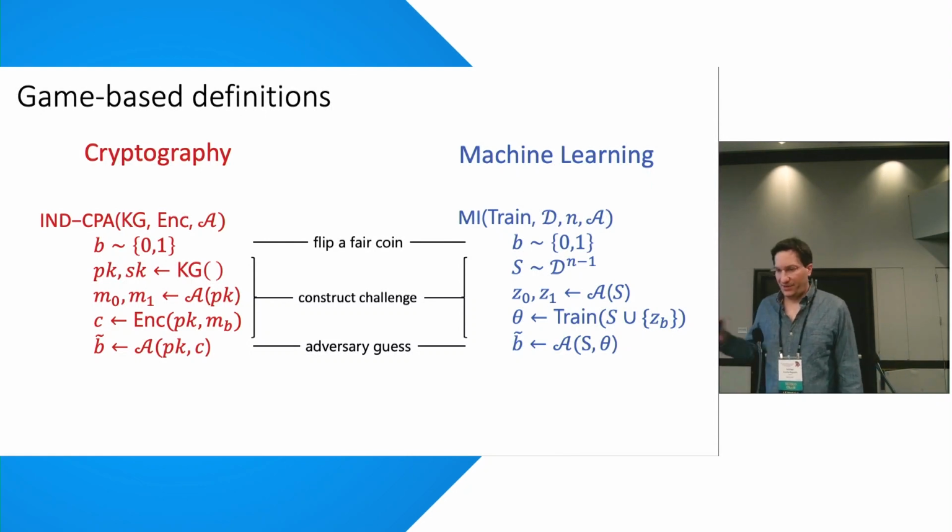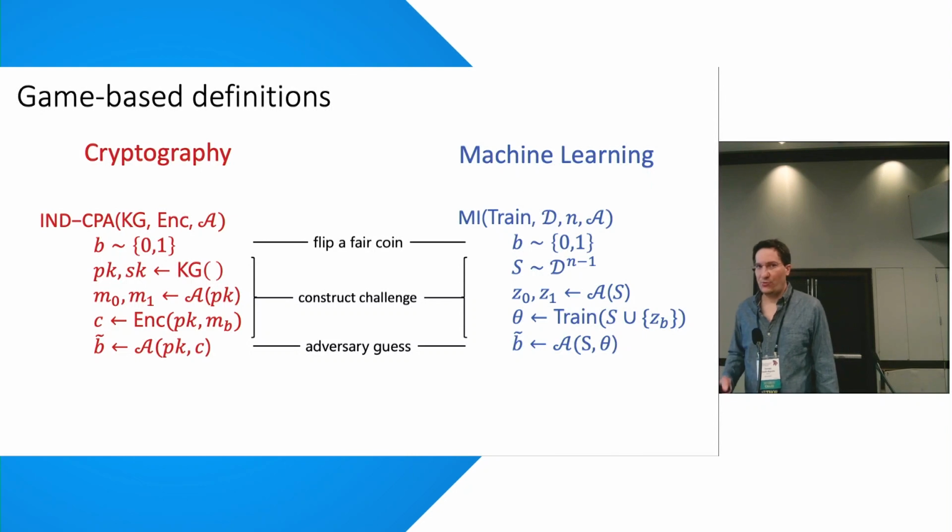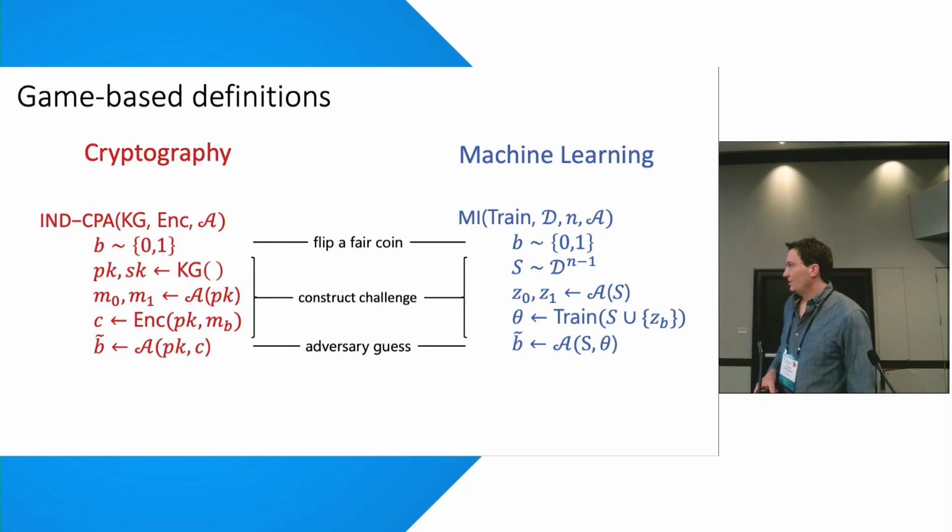Similarly, on the right-hand side, we have the formalization of membership inference in machine learning. So you see the similarities here. We have the same setup, except that here the adversary selects 2 different records. Only one of them is included in the training data set of a model. Then the adversary has to guess which was included, given access to the model.